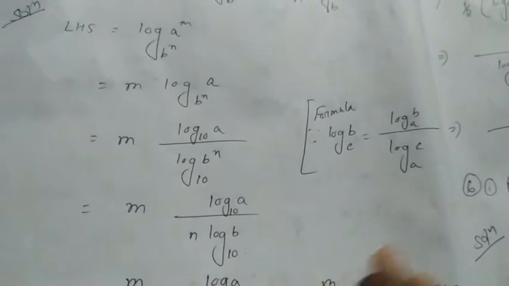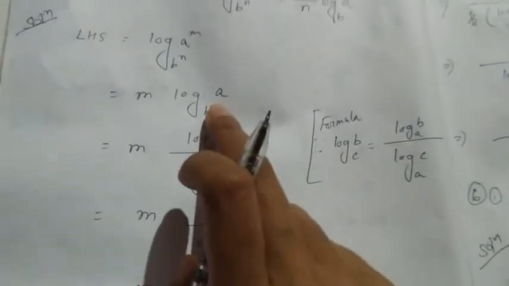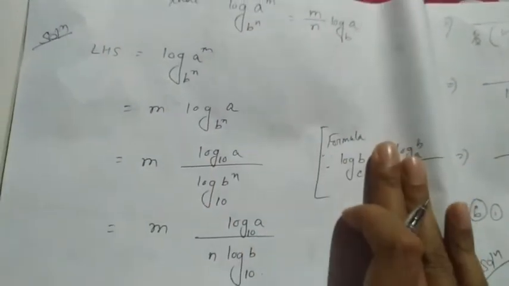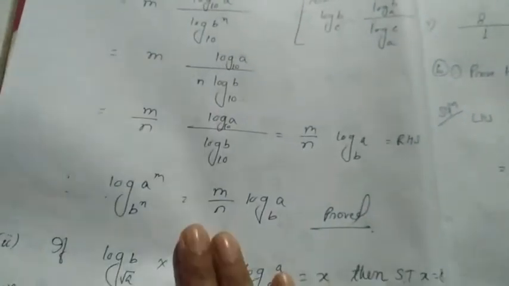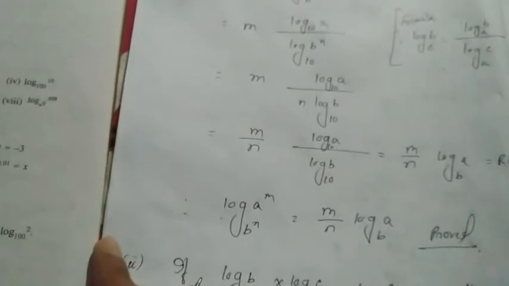Don't get confused with b, a, c in this formula with this equation. This is the formula, and this is the problem. So ultimately this is proved here. Now question number 5.